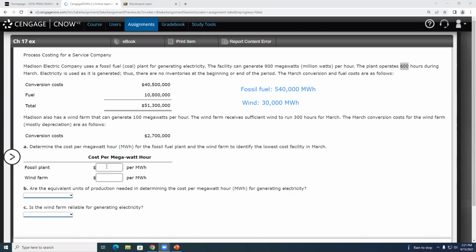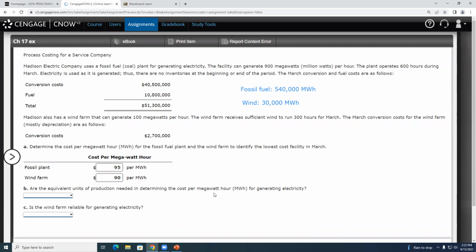So for our fossil fuel plant, we have $51,300,000 in cost for the month, divided by the 540,000 megawatts that it produces. And the cost then would be $95 per megawatt hour. And for the wind farm, 2,700,000 divided by the 30,000 megawatts. So 95 versus $90 per hour. The wind farm is less expensive per megawatt hour.